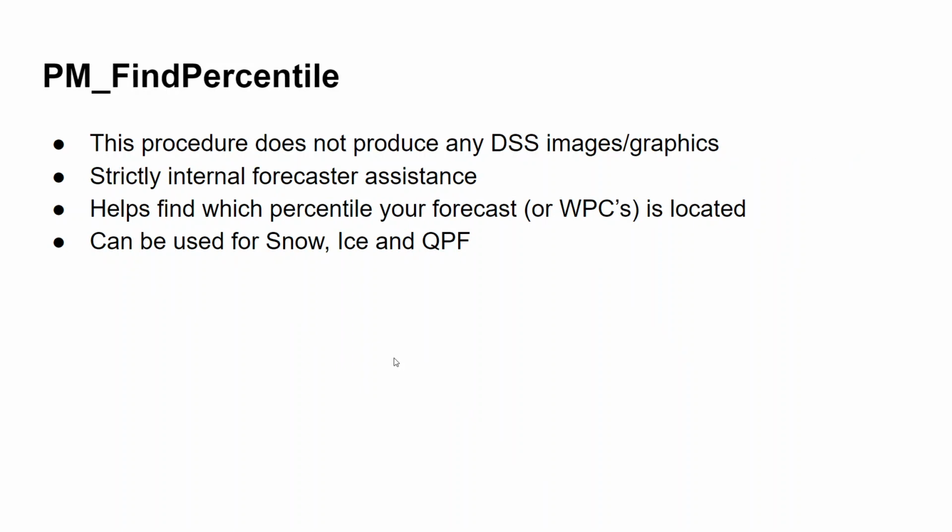So the first, Find Percentile, this procedure does not produce any DSS images or graphics. It's strictly internal. It's strictly forecaster assistance. And it helps you find which percentile your forecast, or WPC's, is located. And it can be used for snow, ice, and QPF.